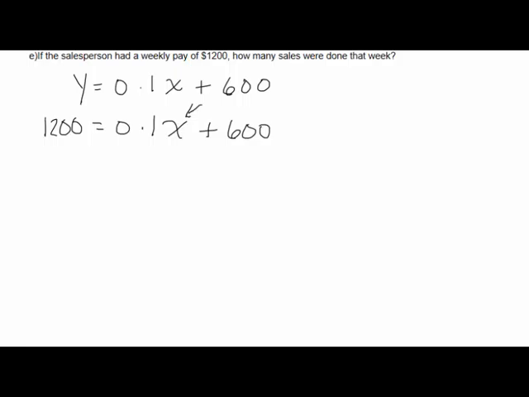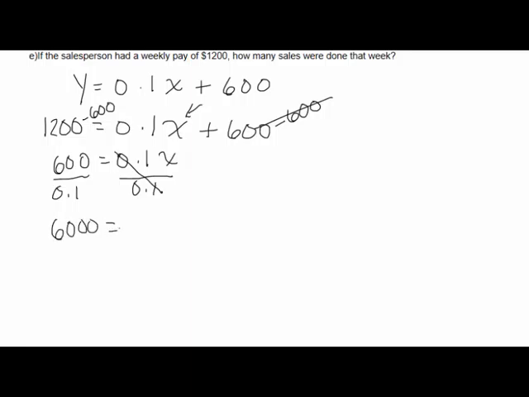So we just need to isolate for x. First, let's subtract 600 from both sides. These will cancel out, and we're left with 600 is equal to 0.1x. Next thing we need to get rid of is this 0.1, so we'll divide both sides by 0.1. These will cancel out. And 600 divided by 0.1 is 6,000, which is equal to x. So therefore, he must have made $6,000 worth of sales.